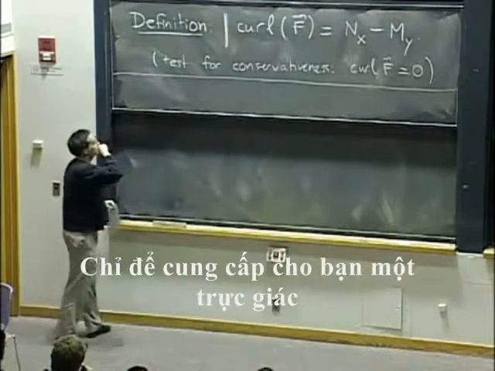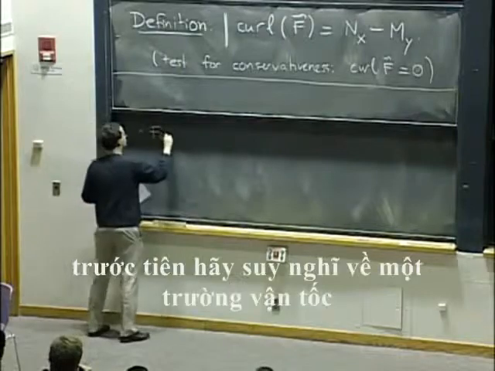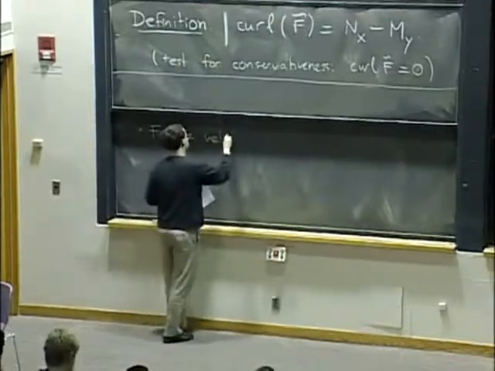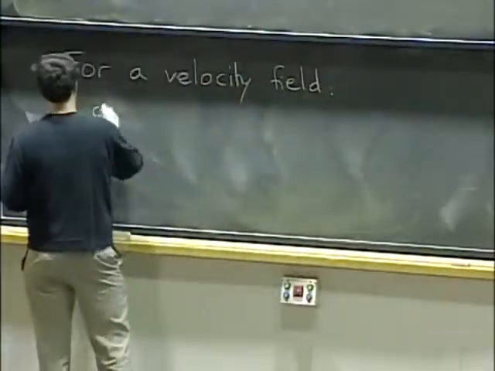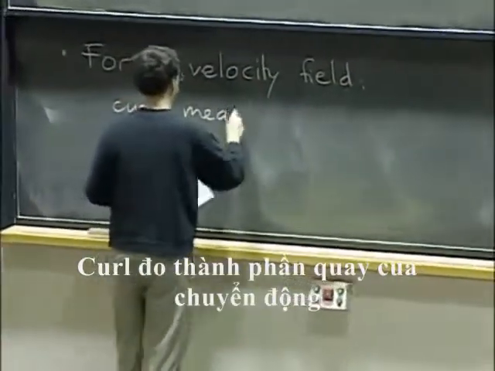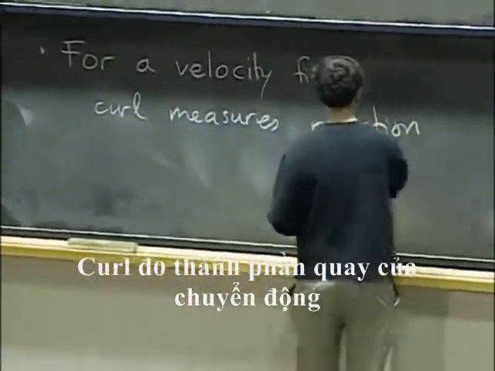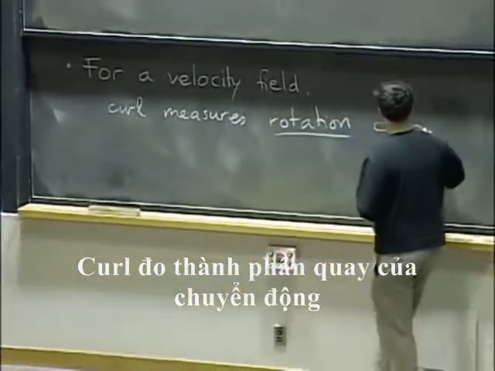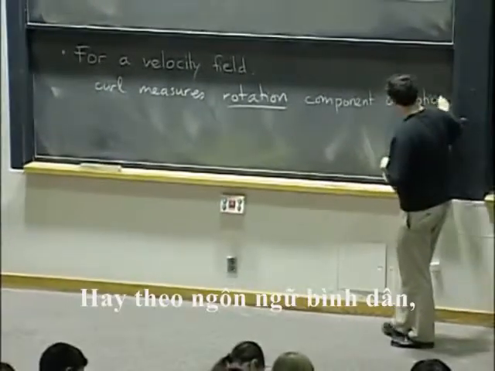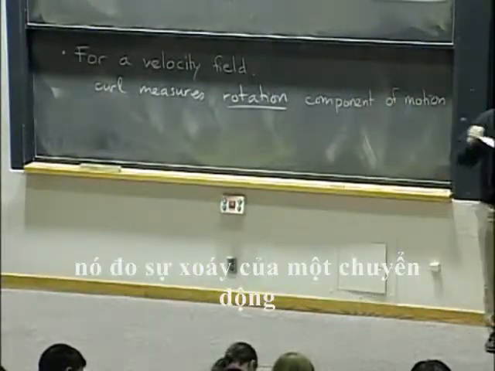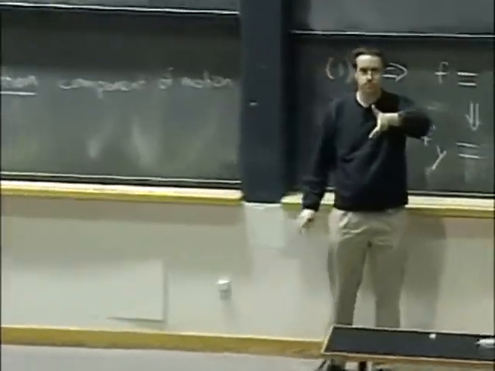So I want to claim that, just to give you some intuition, let's first think about a velocity field. The curl, I claim, measures the rotation component of a motion. If you want a fancy word, that measures the vorticity of a motion. It tells you how much twisting is taking place at a given point.